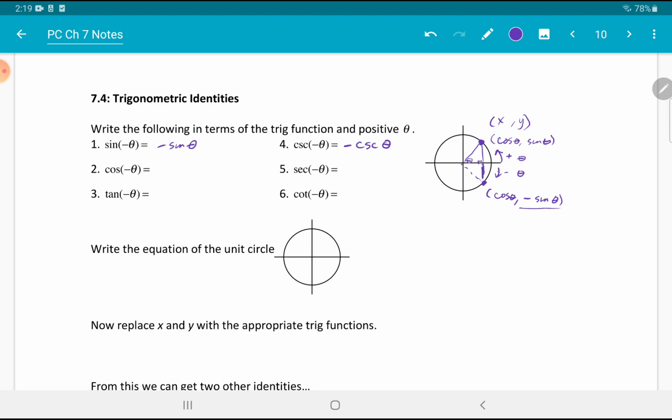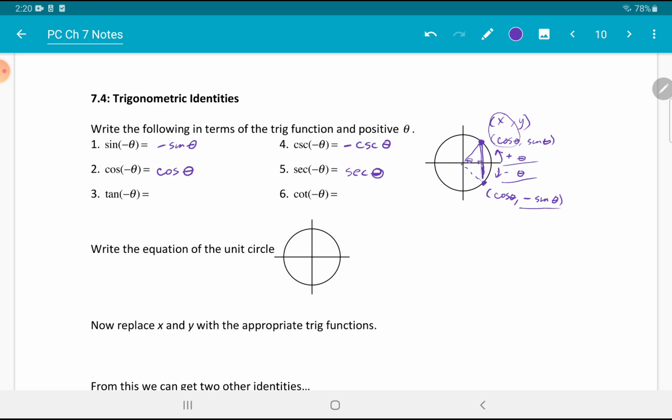It's an odd function. Number 2, cosine of negative theta. We know that the cosine, which represents the x value here, notice how it has the same x value regardless of whether you have a positive or a negative angle measure. And so therefore, cosine negative theta still gives you that same x value, or still gives you cosine of theta. And so we know that that's going to be an even function. And likewise, its reciprocal, secant of theta, will also be an even function.